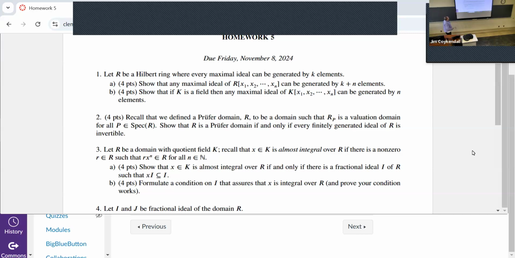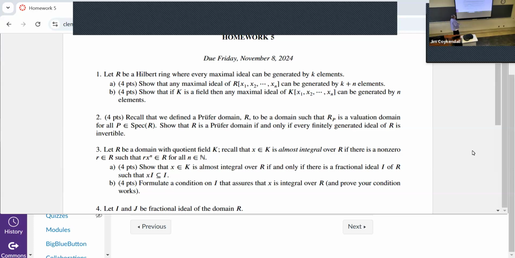Number 2, recall that we defined a Prufer domain R to be a domain such that R localized at P is a valuation domain for all prime ideals. Show that R is a Prufer domain if and only if every finitely generated ideal of R is invertible. All right, so this is kind of tying together some stuff that we've seen before. Here we're going to get into some stuff about fractional ideals and almost integrality.